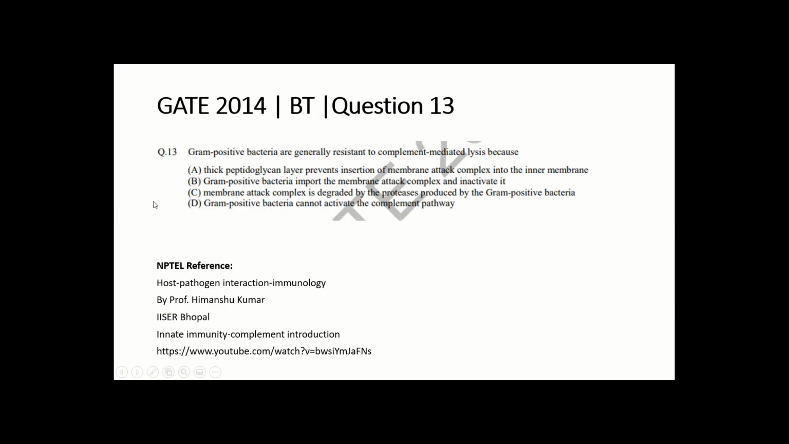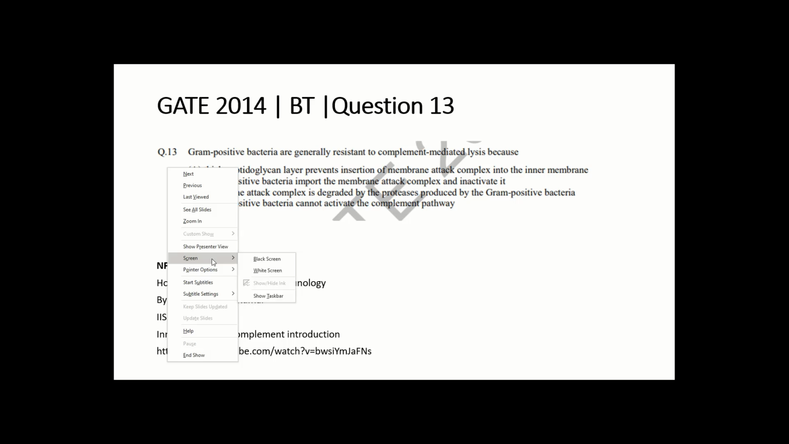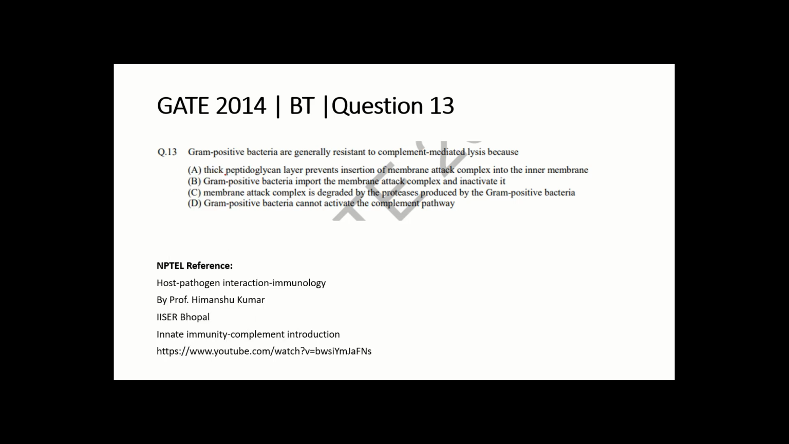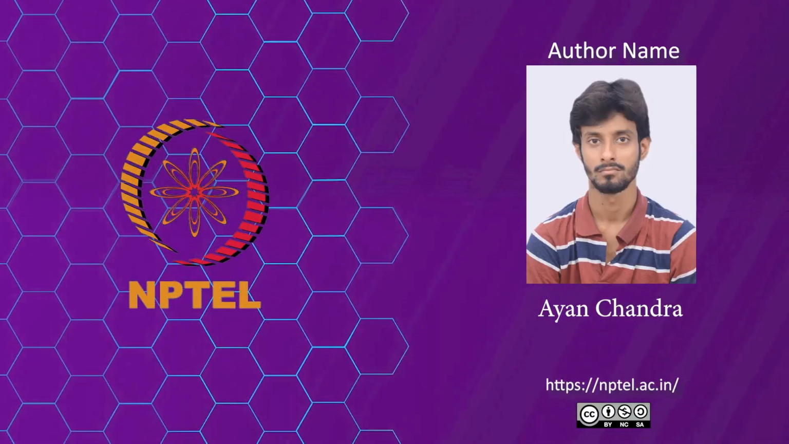So the reason for option A, if you see, is that the thick peptidoglycan layer prevents insertion of the membrane attack complex into the inner membrane. So that is the reason because of which gram-positive bacteria are generally resistant to complement-mediated lysis. So option A is the right answer.